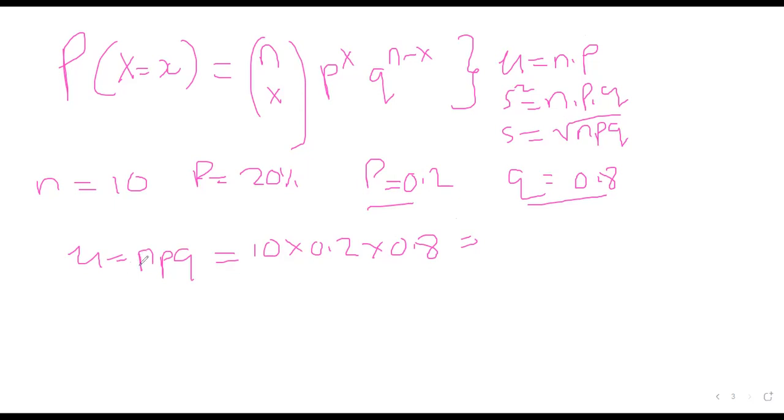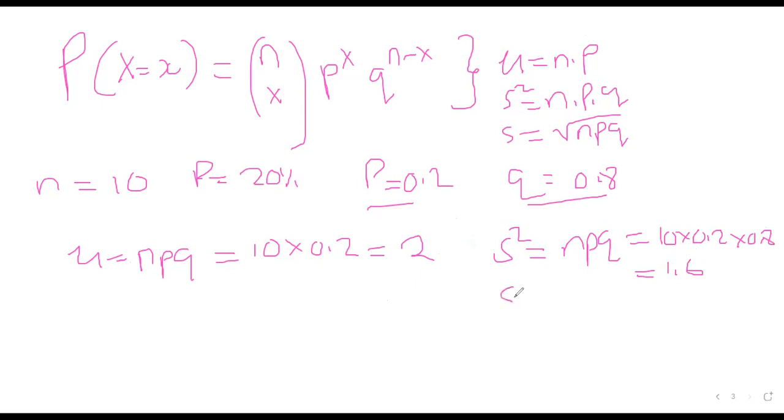Now this is not the mean. This is our variance. The mean is simply np. So rub off this. These are the mistakes people make. Our np, 10 times 0.2, is simply 2. The variance is npq, which is 10 times 0.2 times 0.8, which will give us 1.6.